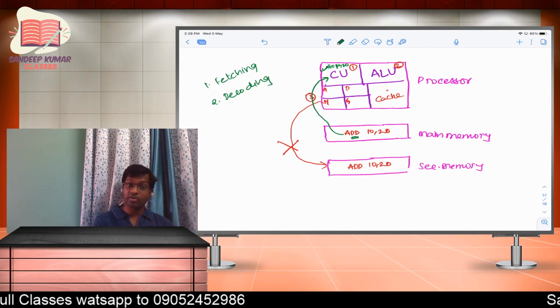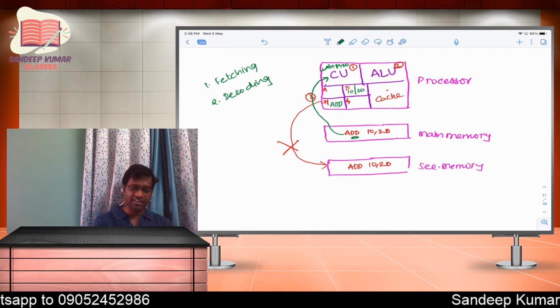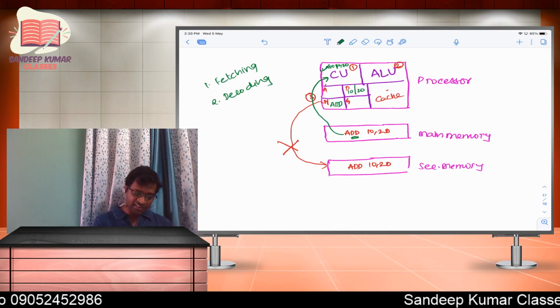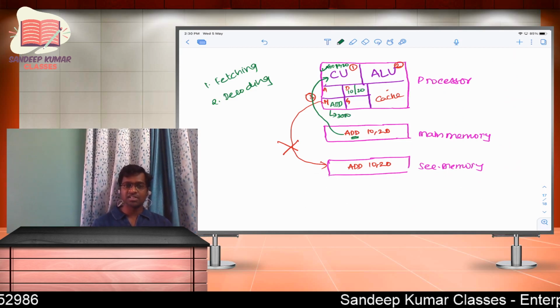So you have add. Can I call add an instruction? Yes. So it should go to the memory register. Add will be stored into the memory register. And 10, 20, I can call it data, and it will be stored into the data register. Now, as I said, memory registers always store the address of an instruction. Let us assume it is located at 3000. 3000 is nothing but the address of this add instruction.